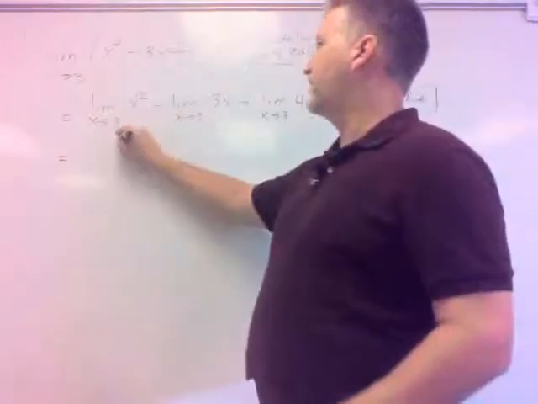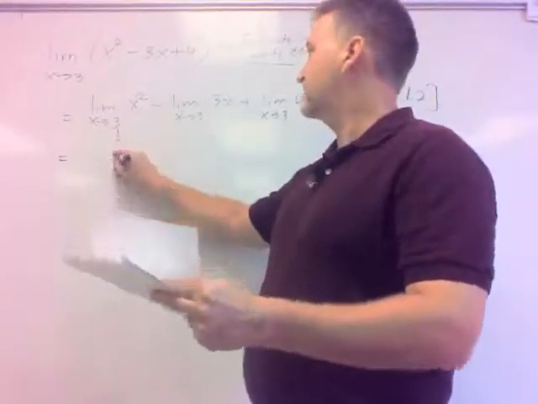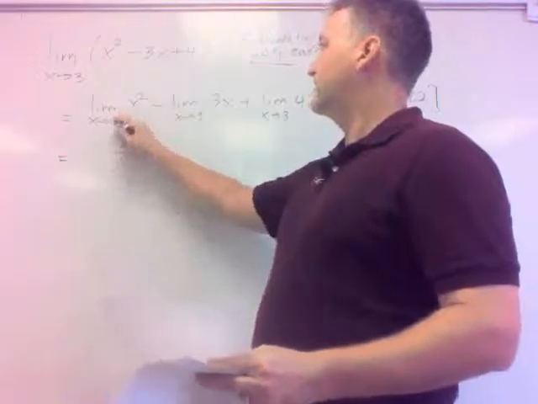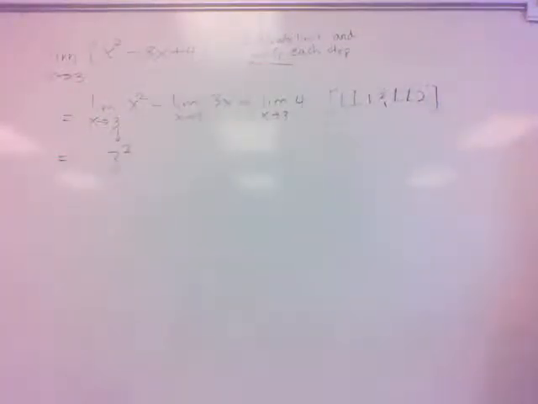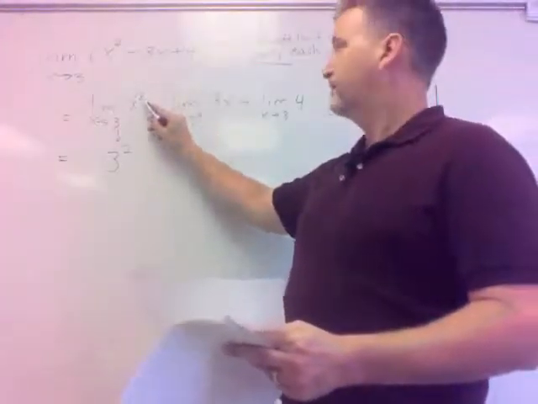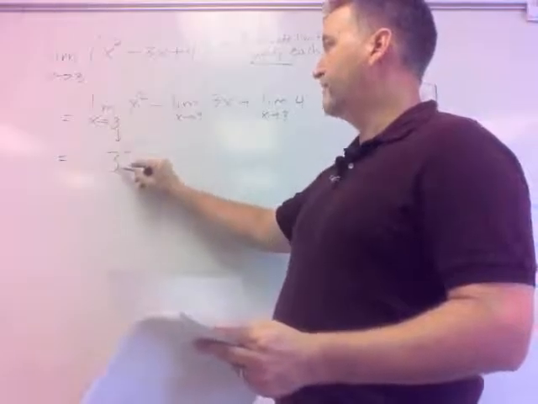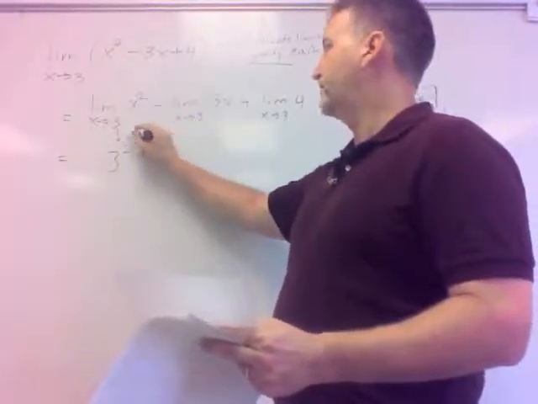There is a limit law that enables me to skip right to this. The limit as x approaches 3 of x squared is 3 squared. What limit law would that be? Limit law 9? Yeah, if you've got x to a power, then your limit goes to that number to the power. That's limit law 9.